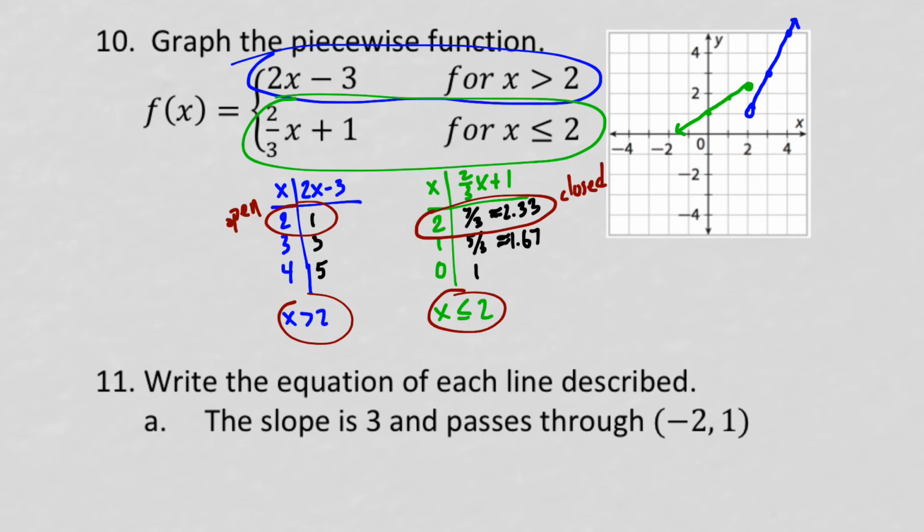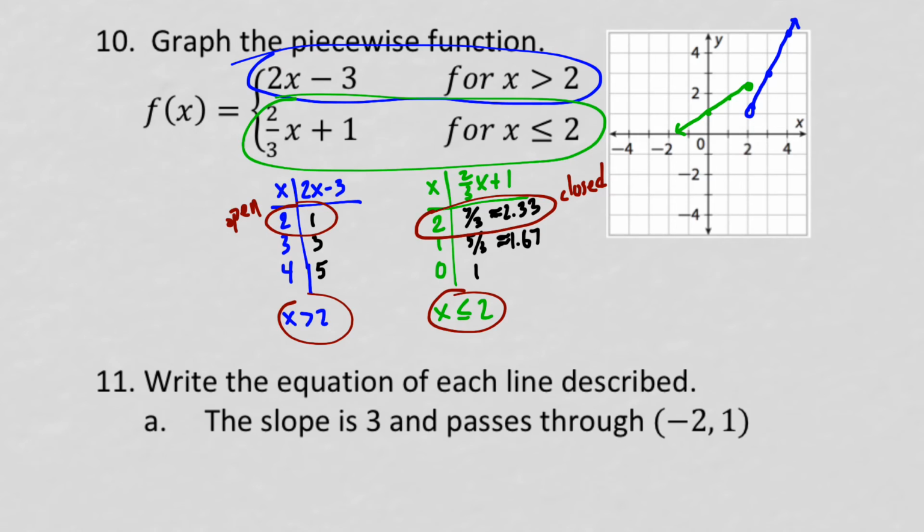On this one, I use numbers that are less than or equal to 2. So 2, 1, 0, that should be good enough. And then when I plug them into this expression, I get 7/3, which is approximately 2.33. It's okay to write it as a decimal or leave it as a fraction. I got 5/3 for 1, so it's approximately 1.67. And when I plug in 0, I get 1. And once again, this point should be closed, so I made a closed circle right there at 2.3. And I made an open circle at 2, 1.